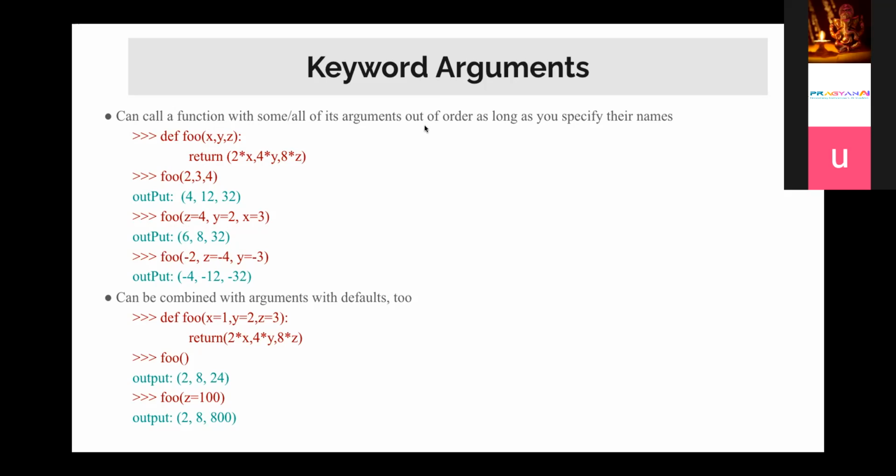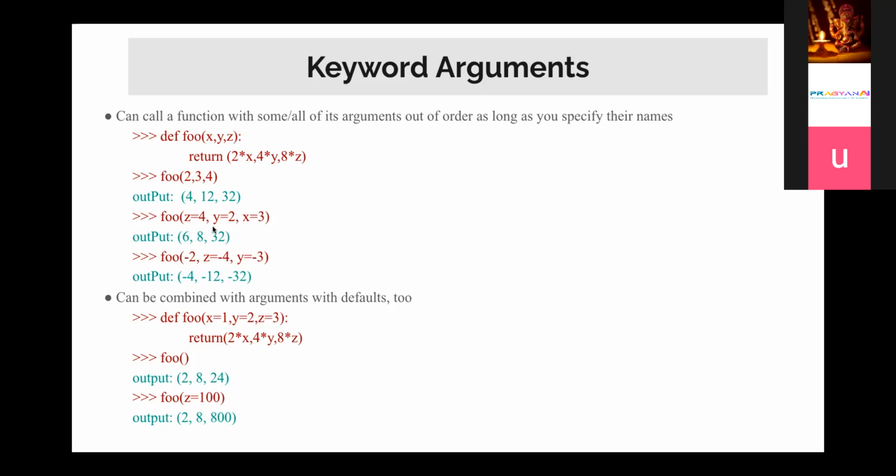Means you are passing the values using the keywords. What is that keyword? Not that keyword I'm saying. Here the keyword is actually the name of the argument. So you're using the name of the argument to pass the value for that argument. This is another facility of the Python programming language. Any question here?